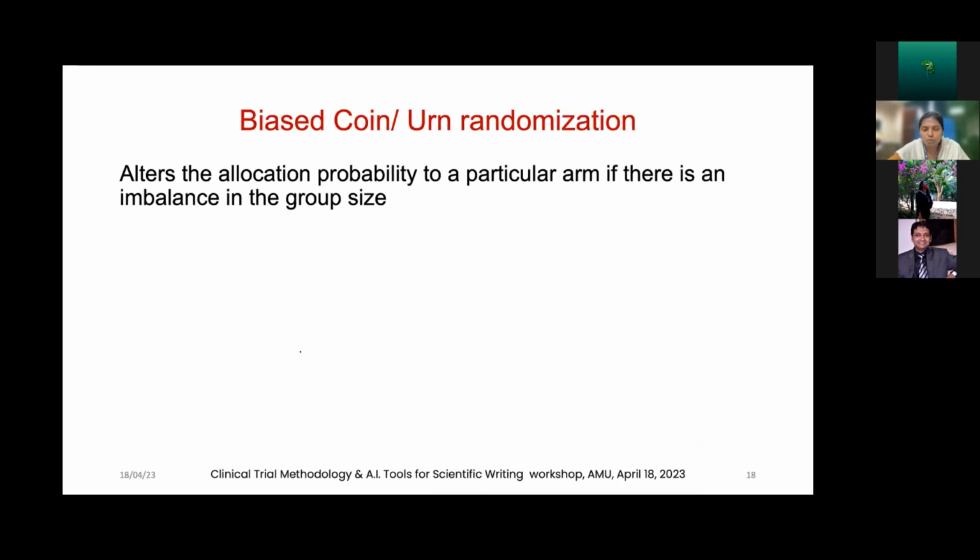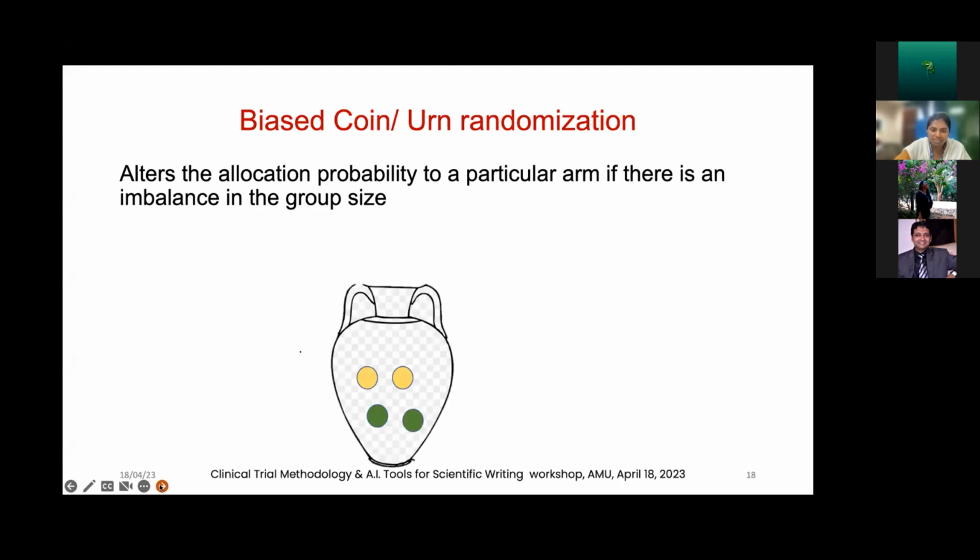So now we will move on to a type called biased coin randomization. Urn randomization is a variant of it. Here, you are mildly altering the probability of assigning a particular intervention if there is an imbalance in the group size. I'll just briefly tell you an example; I'm not going to go into detail.